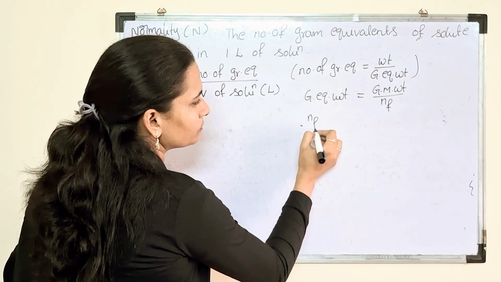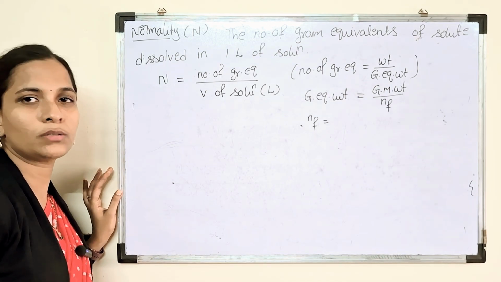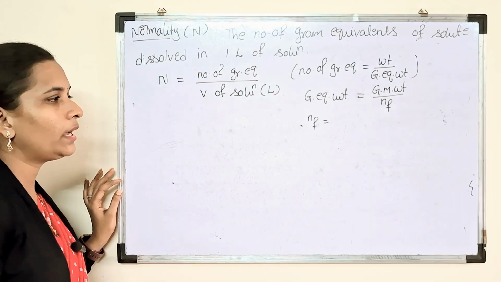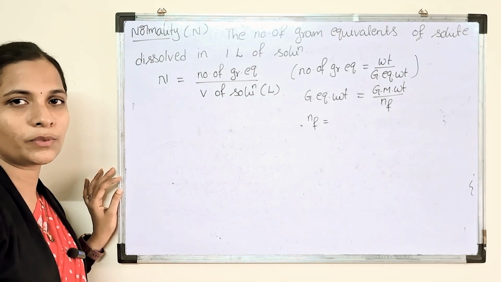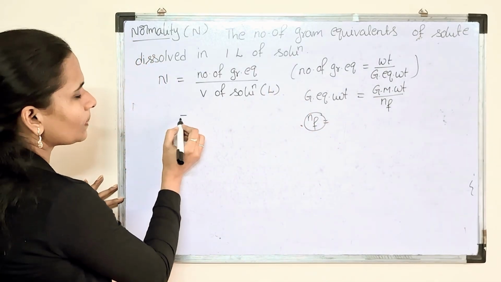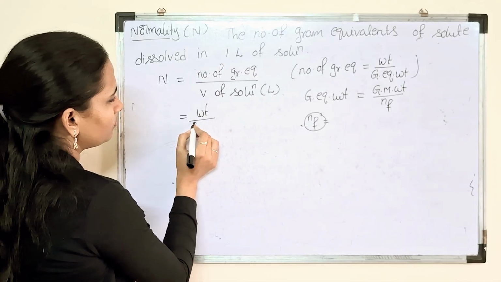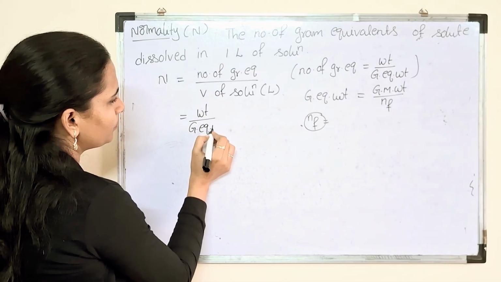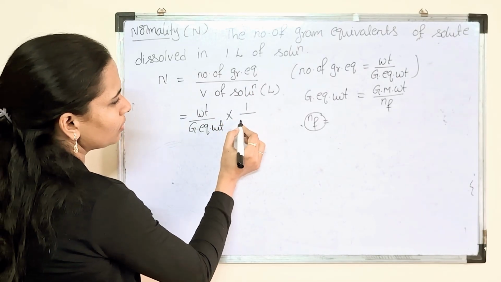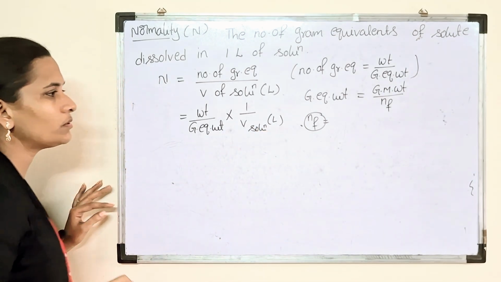So what is the n factor? N factor means, for an acid, basicity; for a base, acidity; for a salt, the charge present on the cation or anion; and for an oxidizing agent or reducing agent, the number of electrons involved. That is the n factor. Now substitute in the number of gram equivalents formula: weight by gram equivalent weight into 1 by V, where V is the volume of solution in liters. So this is the formula.